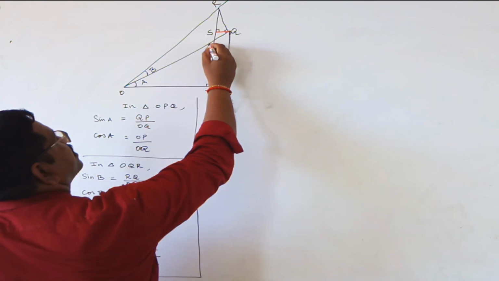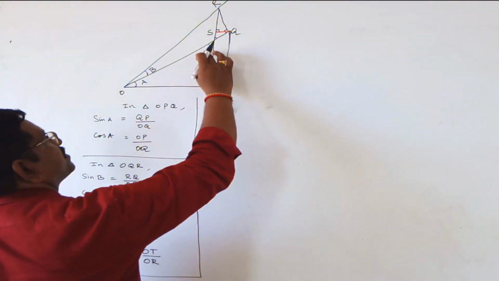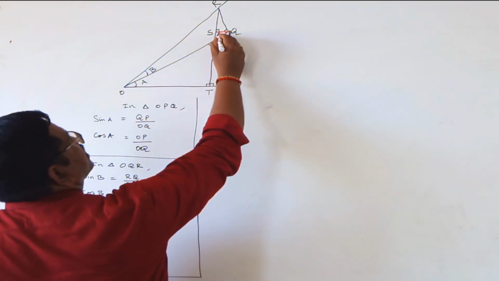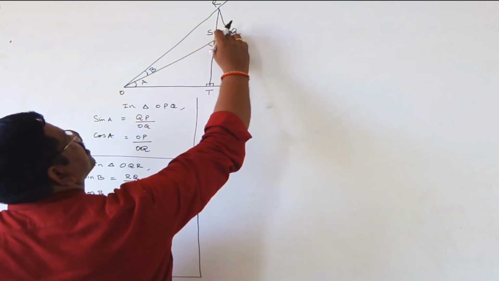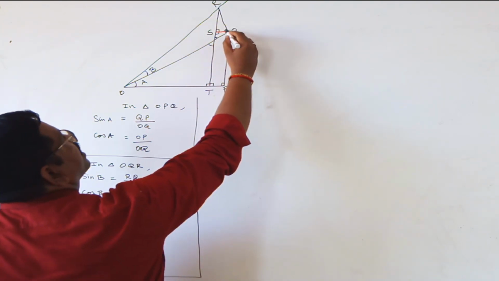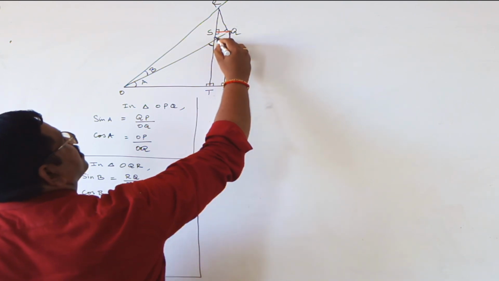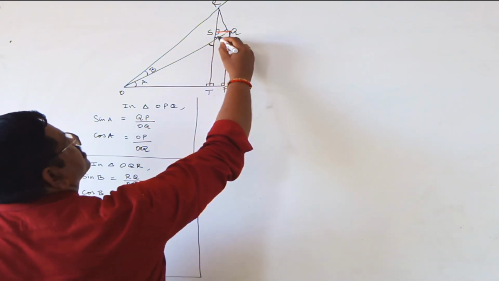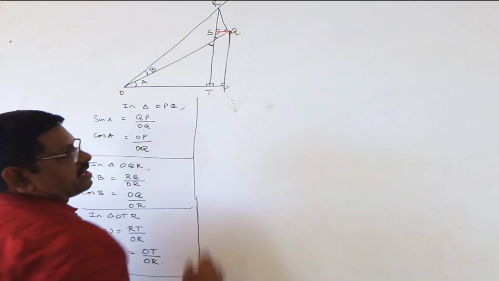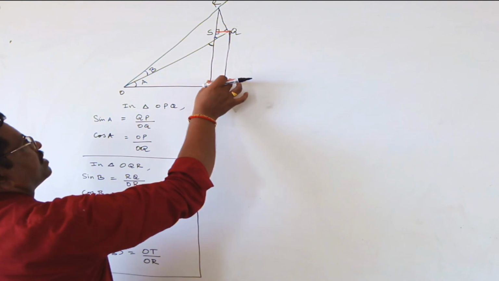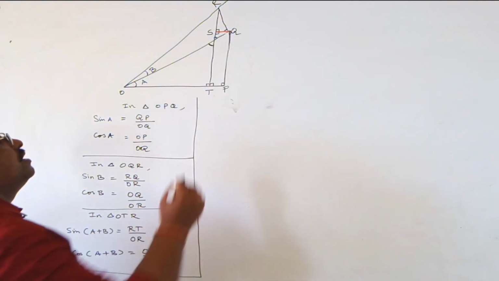Now we can see that this angle and this angle are equal because these two are vertically opposite angles. Already this angle is 90 degrees. So automatically this angle and this angle will be equal. Check it. These two angles are equal because they are vertically opposite angles, and these two angles are also equal because they are alternate angles. As these two lines are parallel, QS will become the transversal.